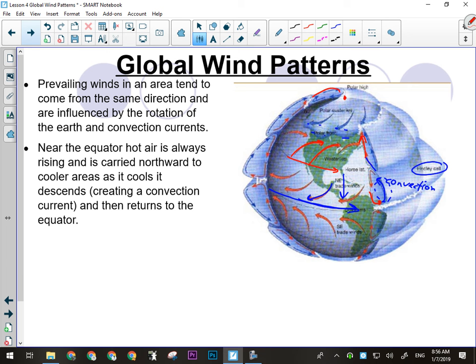Okay, so that's how prevailing winds happen. We've got convection going on, hot air rising because the equator absorbs most of the energy, and the Earth rotates underneath that rotation, causing that perceived deflection of the wind. All right, now these winds here at the equator are typically called trade winds.